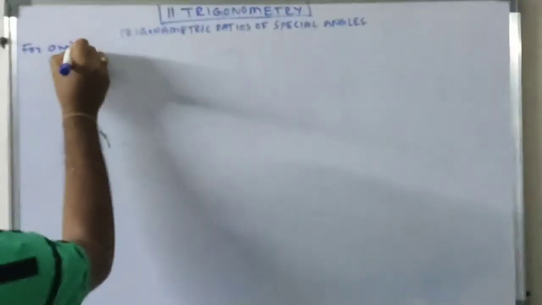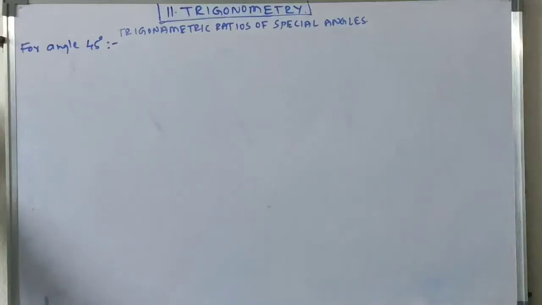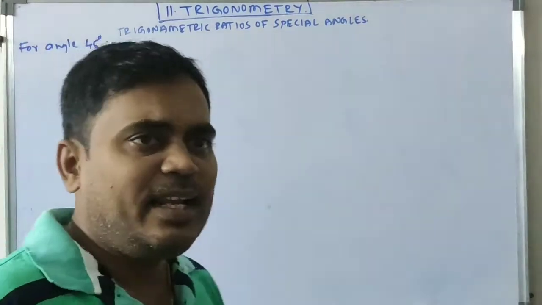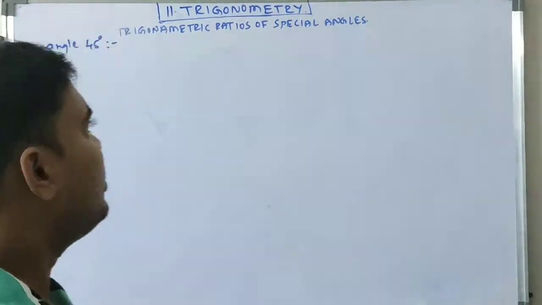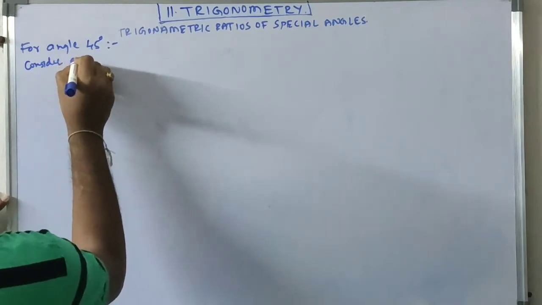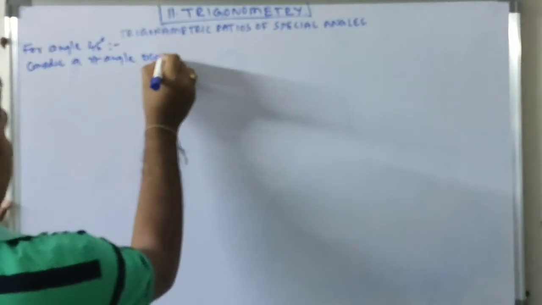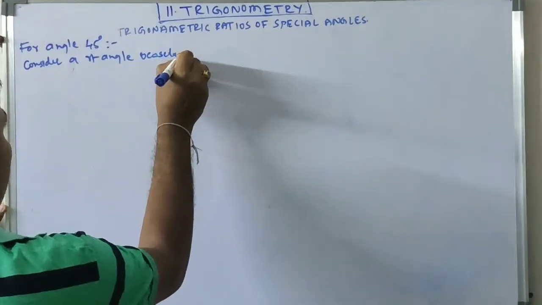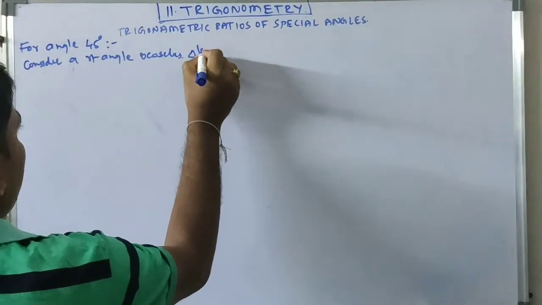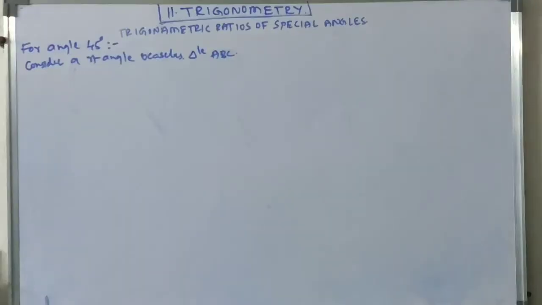Angle 45 degrees. Trigonometric ratios for angle 45 degrees. So I want to take a right angle isosceles triangle. So consider a right angle isosceles triangle ABC. So triangle ABC is a right angle isosceles triangle.